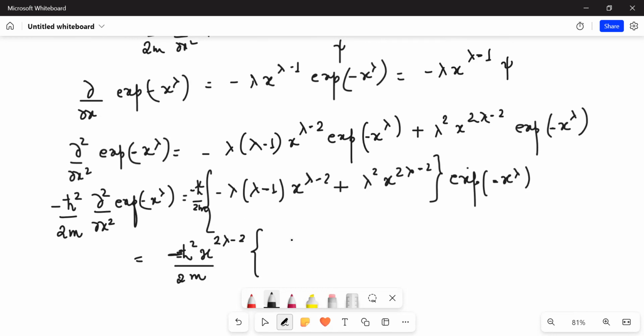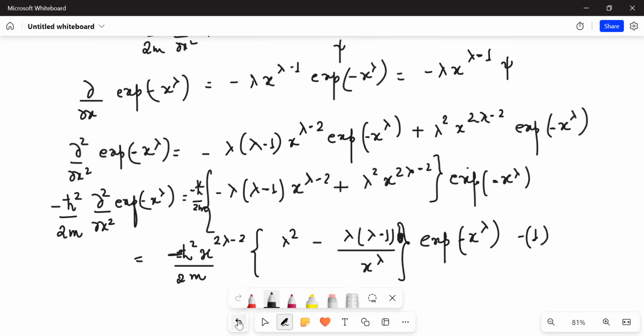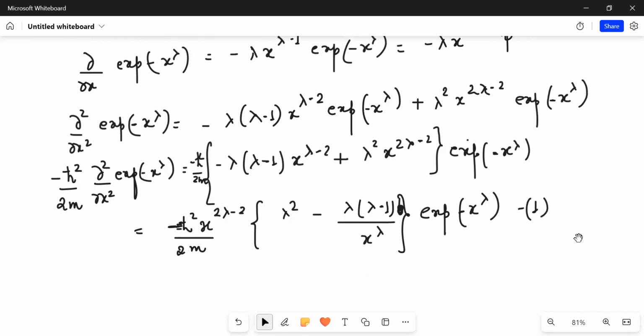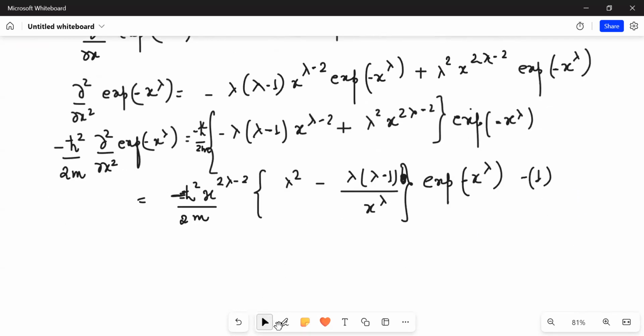I've taken this common out, and from here this equals λ² − λ(λ − 1) divided by x raised to the power λ. Then there would be some exponential thing written there: exponential of −x raised to the power λ. So this is one thing. This is ħk²ψ, sorry, Hψ.